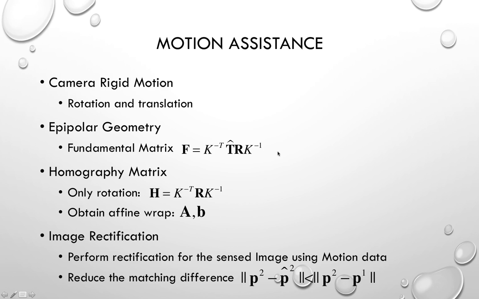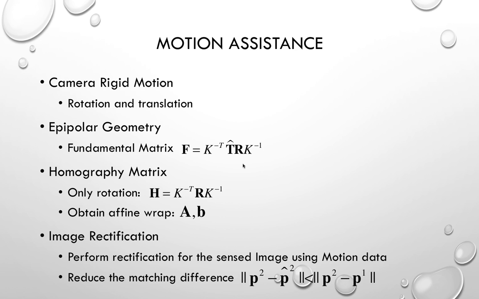But sometimes your smartphone does not have translation, just some rotations. That is, the baseline in the epipolar geometry is 0. So in these cases, the fundamental matrix equation may not hold, so we utilize the homography matrix. The homography matrix only counts the rotations, that is H. Then we can utilize the H matrix to obtain the image warping between image 1 and image 2.